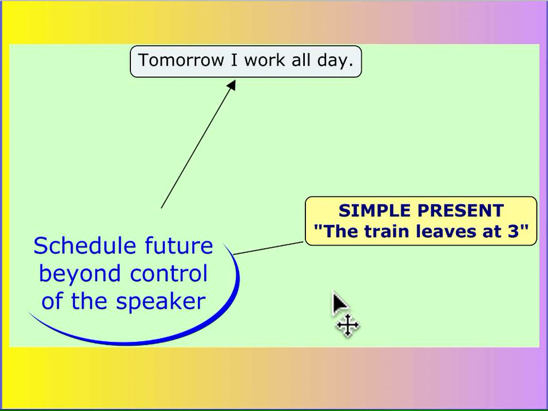And also, it's usually like that. For example, the train leaves at 3 in the future. Why? Because it usually leaves at 3. It's already scheduled. Okay? Or beyond your control. Tomorrow I work all day. Tomorrow is future, and yet you're using a simple present. Okay? Because it's beyond your control. I have to work. I'm following orders.